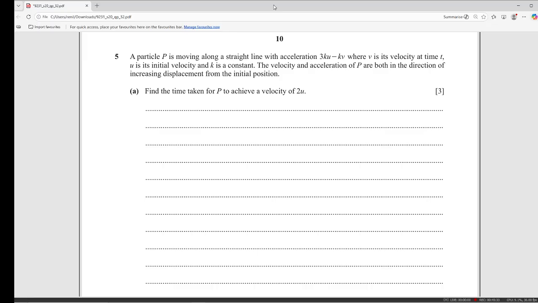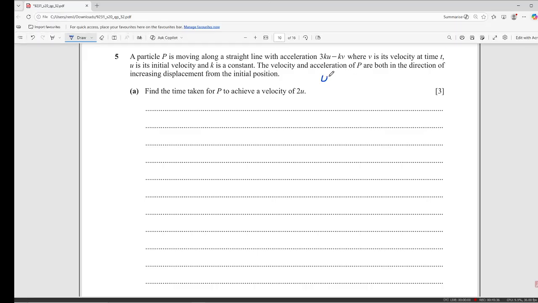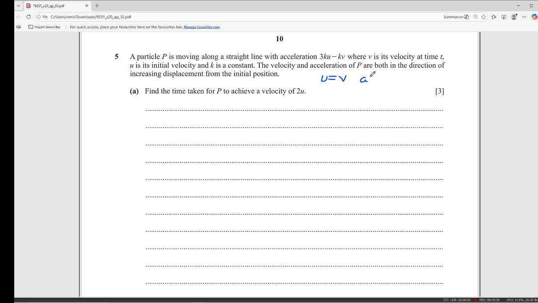Okay, the first thing I understood from this is that v equals u at time t equals 0. If you're asking why, initial velocity is when t equals 0. The initial velocity equals the final velocity when t equals 0. Because if you're using v equals u plus at, you'll understand that if you put t equals 0, v equals u. This is an important condition. Okay, let's start off. Find the time taken for P to reach a velocity of 2u.